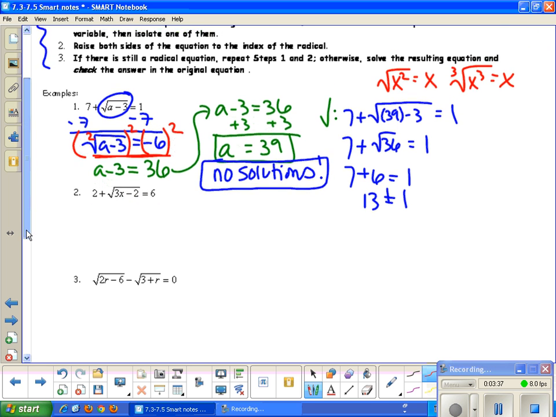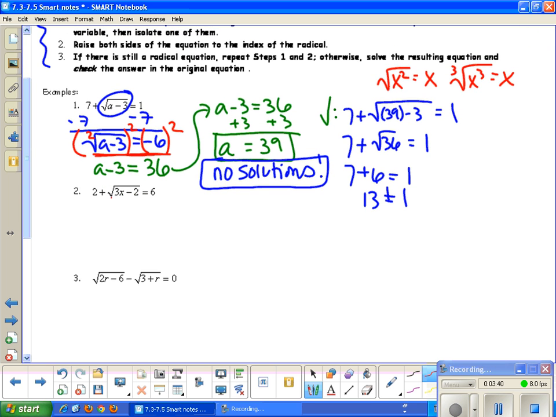So number 2, same thing. First thing I want to do is isolate my expression with the radical, so I want to subtract the 2 from both sides. And I get the square root of 3x minus 2 is equal to, in this case, 4. Since my index is 2, that means I want to take both sides of my equation to the power of 2. That eliminates the radical from the left side of my equation. So I get 3x minus 2 is equal to 4 squared, which is 16. Now I'm solving this equation.